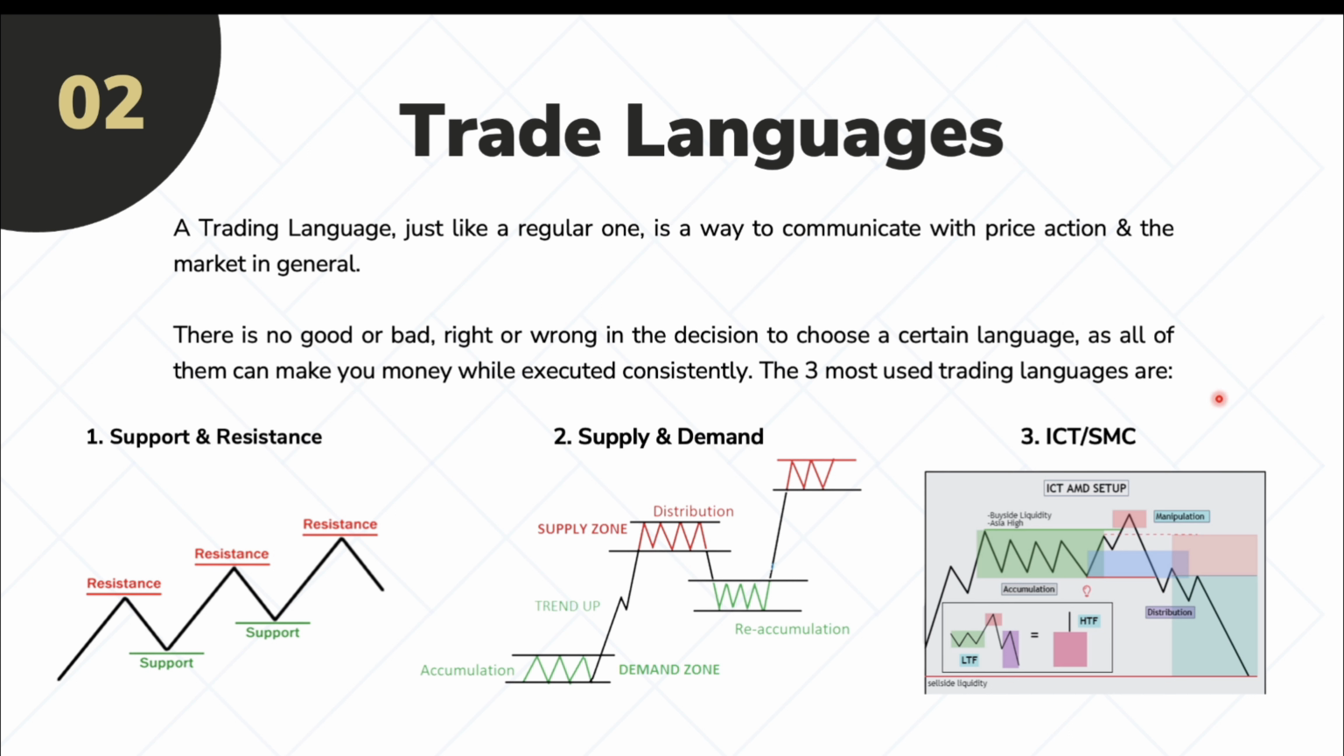Don't believe people who say ICT is the holy grail. None is the holy grail. Everything works as long as you execute consistently. And the 3 most used trading languages are support and resistance, supply and demand, and ICT and smart money concepts.